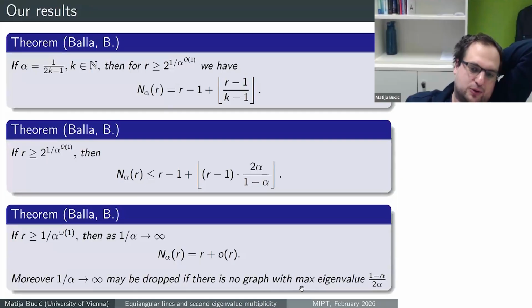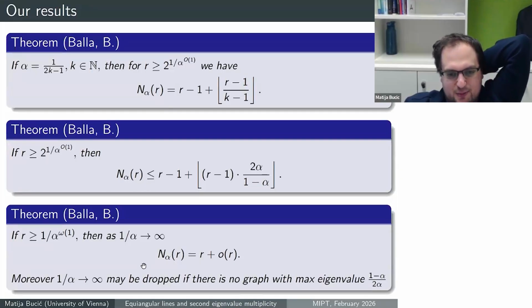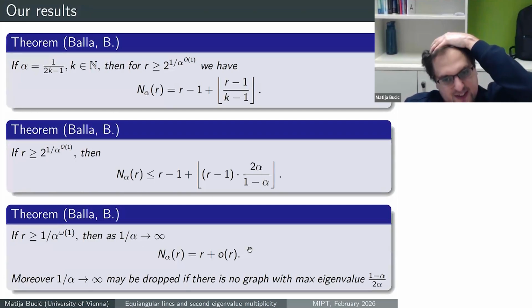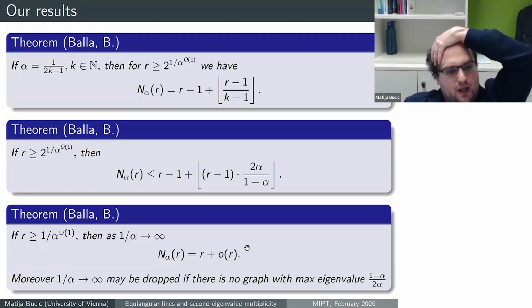And also modulo a certain nice algebraic or spectral graph theoretic condition, namely that there is no graph with maximum eigenvalue equal to (1 minus alpha) over 2 alpha, you can actually delete this requirement, and it's universally true that you get r plus little o of r, where this is going to be something of the form r over log r, if I remember correctly. But we're also going to see something of that form later.